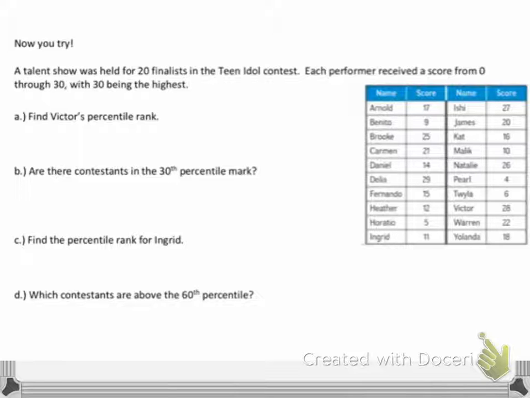So it says, let's see, a talent show was held for 20 finalists in the Teen Idol contest. Each performer received a score from 0 through 30, with 30 being the highest ranking. So it says find Victor's percentile rank. So your first step is going to be to list these numbers from greatest to least.